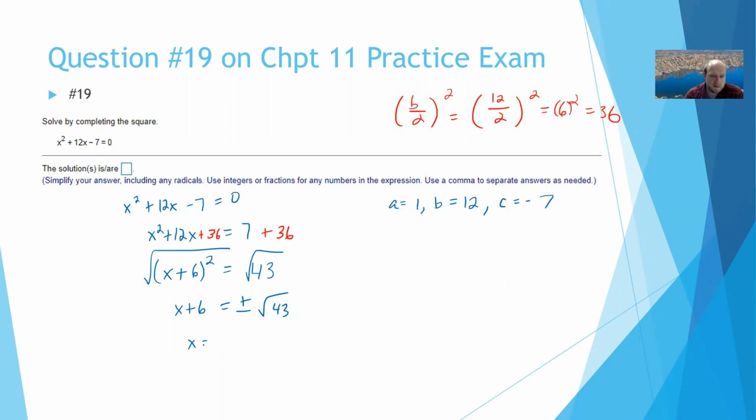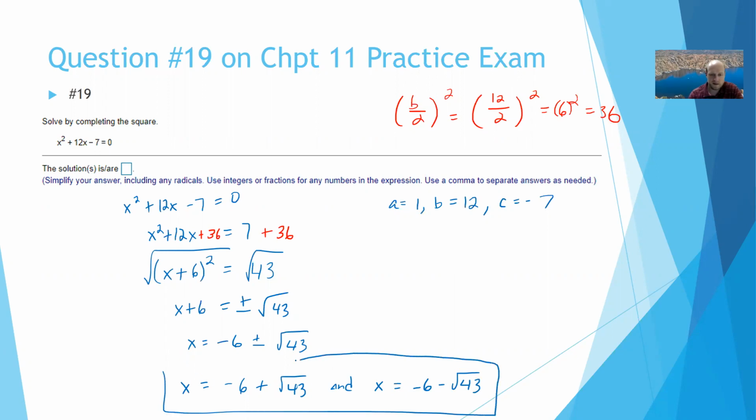And then I subtract 6 from both sides. So I minus 6 here, that cancels the 6 out. And I have negative 6 plus or minus the square root of 43. And then this plus or minus tells us we need to break this into 2 different answers. One answer is negative 6 plus the square root of 43. And then the other answer here is negative 6 minus the square root of 43. So that is a very quick general overview of completing the square, working through that example.